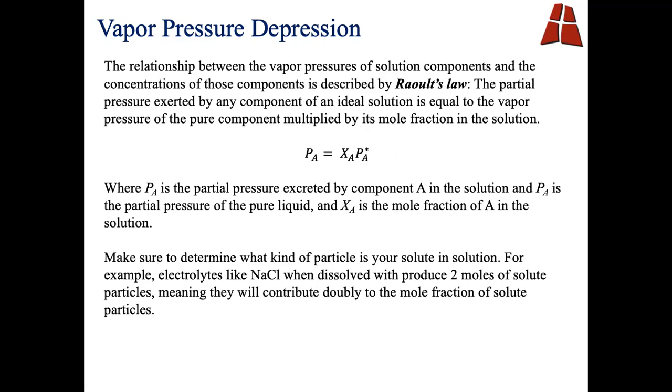One thing to keep in mind that's very important for our colligative properties is that they are affected by how many particles total dissolve. For example, if we have sodium chloride, when it dissolves, we produce 2 moles of solute, meaning that it would have double the effect compared to something like sugar, a non-electrolyte that doesn't dissociate. That means we would get a greater vapor pressure depression with sodium chloride compared to sugar.